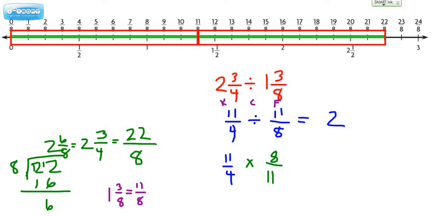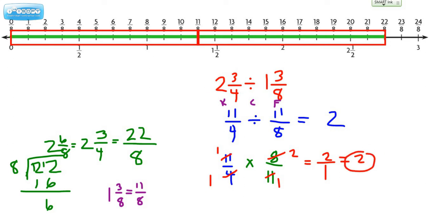Then if we just go ahead and follow the rules for multiplying, we might cross-reduce here, pre-reduce, divide both of these by 11 and get a 1 and a 1. And both of these are divisible by 4. Divide by 4 and get 1. Divide by 4 and get 2. 1 times 2 is 2. And 1 times 1 is 1. And 2 divided by 1 is 2. So the answer is 2.